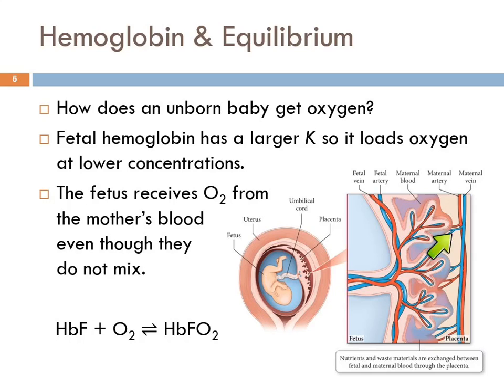So what happens is the maternal blood comes in here with oxygen in it, and the fetal hemoglobin basically takes the oxygen from the mother's hemoglobin. And so the mother is able to hand off oxygen to the baby's blood, even though the blood doesn't mix at all. And that's one of the reasons that pregnant women are out of breath all the time. Because you need more oxygen because you're losing some of it to that little parasite inside you.